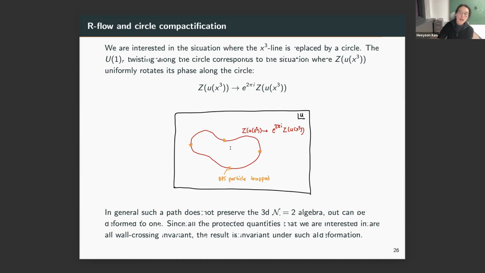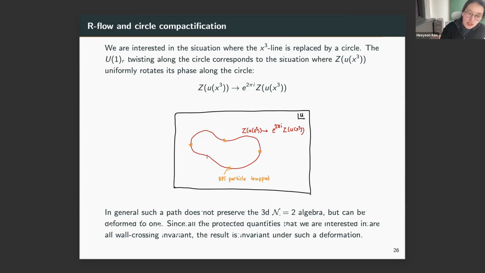So as you go around this path, you expect that the set of central charges that correspond to the BPS particles also uniformly rotates. Its phase uniformly rotates so that you make a full 2π phase around this circle. So in general, such a path, if you draw any path like that, is not going to preserve any 3D N=2 subalgebra, but you can deform it to one that preserves the 3D N=2 algebra by massaging this curve.